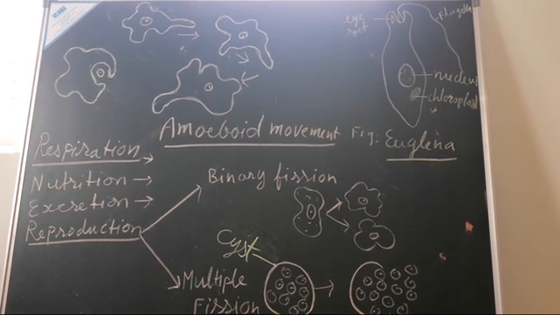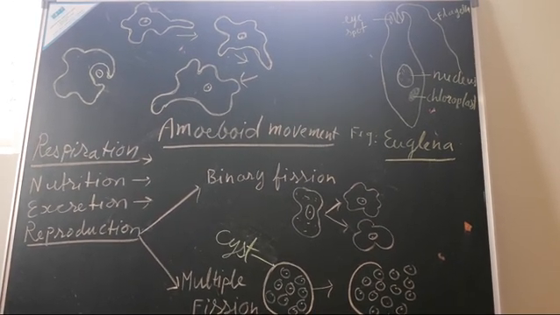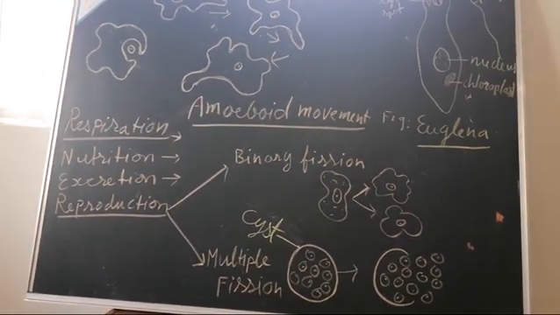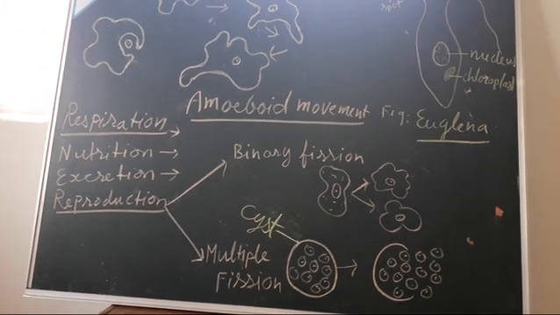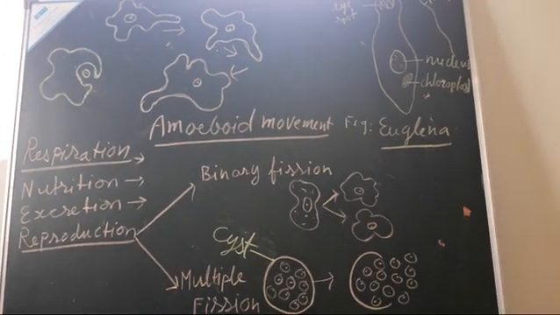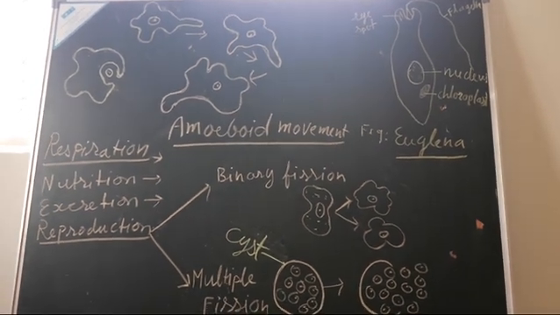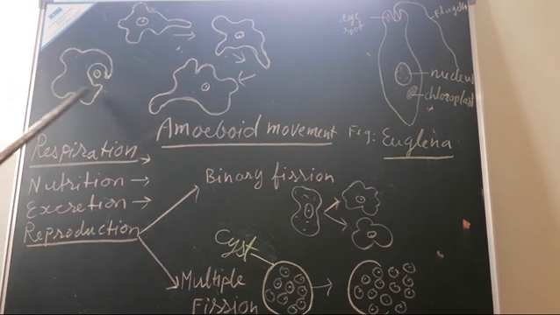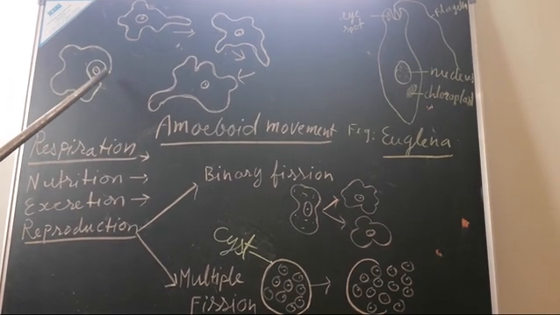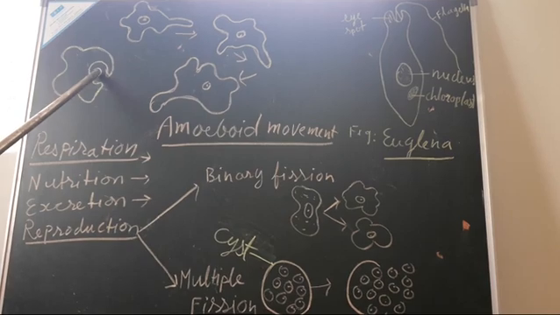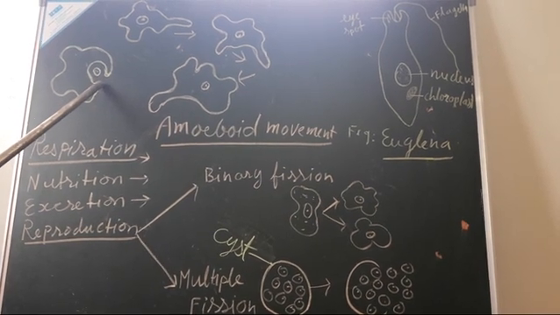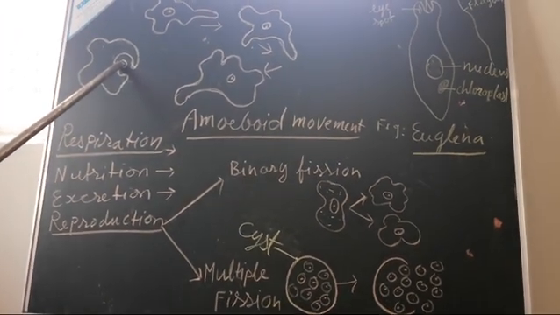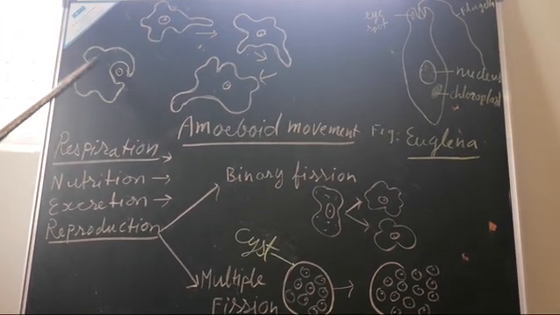Next is nutrition. Amoeba eats tiny plants or animals which float in water. It ingests the food by encircling the food particle, maybe plant or animal. You can see the amoeba. Its pseudopodia grow around the food particle, encircle it and engulf the food particle and make the food vacuole.